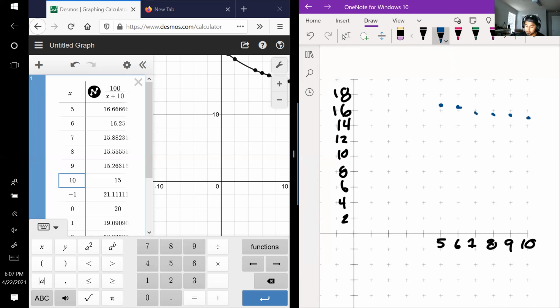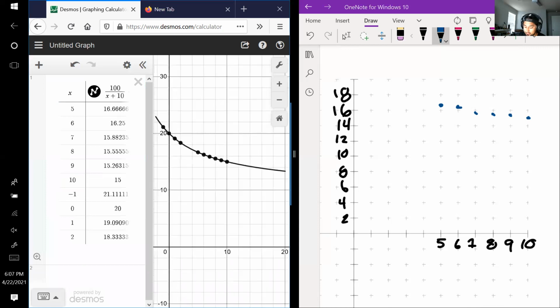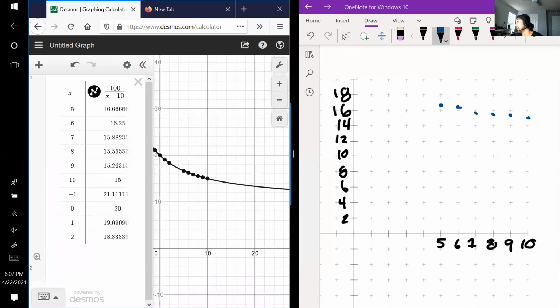Okay, so if we look at the graph on the left, it's definitely way more curvy than mine's gonna be. But again, this is just a sketch. So we should look something like this, just a little curve. Okay, and then once again, lucky us.